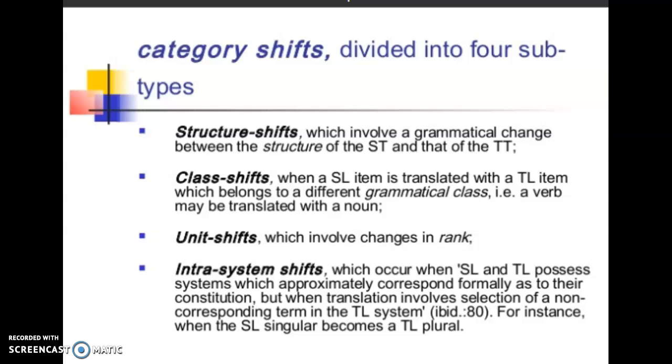Intra-system shift occurs when the source language and target language possess systems which approximately correspond formally as to their constitution, but the translation involves selection of a non-corresponding term in the target language system. For instance, when the source language singular becomes target language plural. Well, I think it will be clear if you see the example.